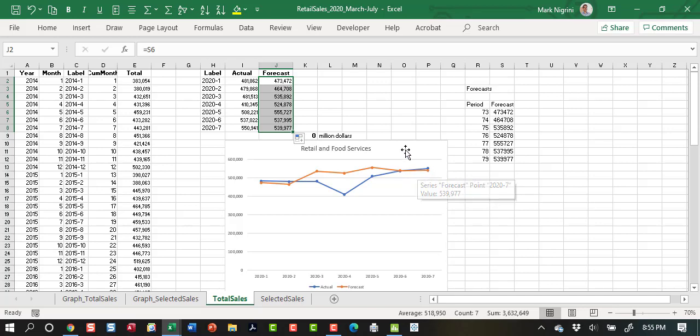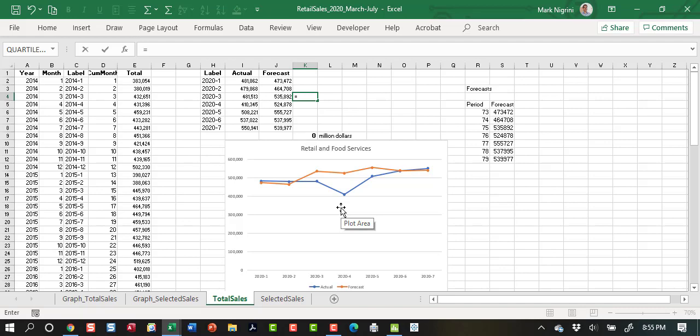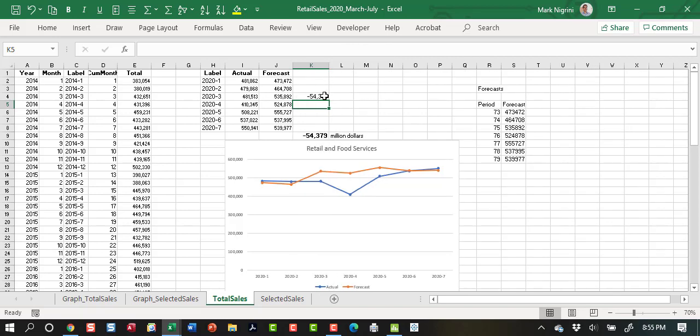So, let's do a little calculation here. We will go actual minus the forecast. We were short 54,000 million over here. We were short there. We have a big short over here. Oops. 1, 2, there we go. It's smaller. And there we go. Right on target and above.